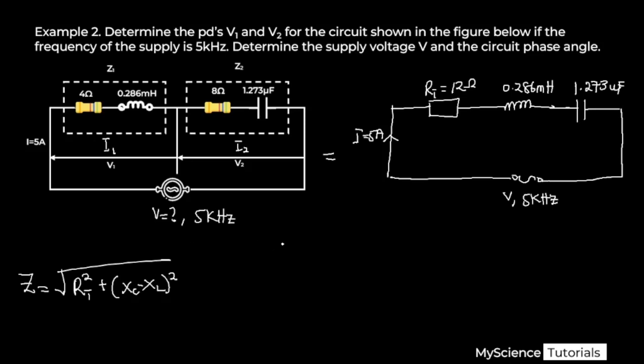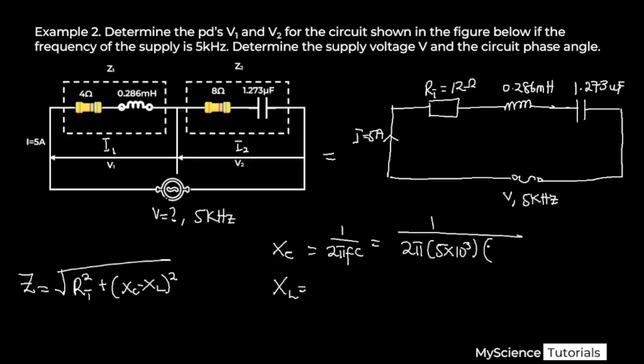This tells us that we need to find the capacitive reactance and then the inductive reactance. Capacitive reactance, we know that is equal to 1 over 2 pi FC. So we go ahead and do the substitution. We have 1 over 2 pi, our frequency is 5 times 10 raised to the power 3, multiplied by our capacitance, which is 1.273 times 10 raised to the power minus 6. If we compute everything here into our calculator, we are going to get exactly 25 ohms as our answer.